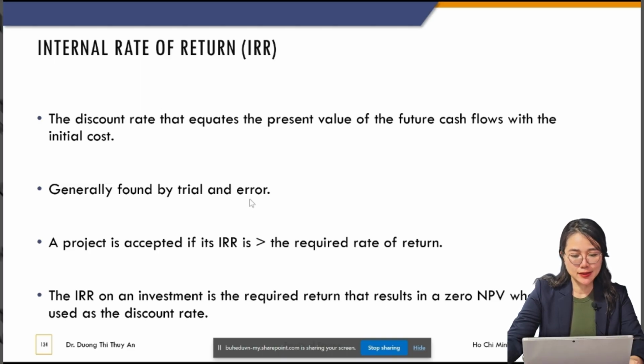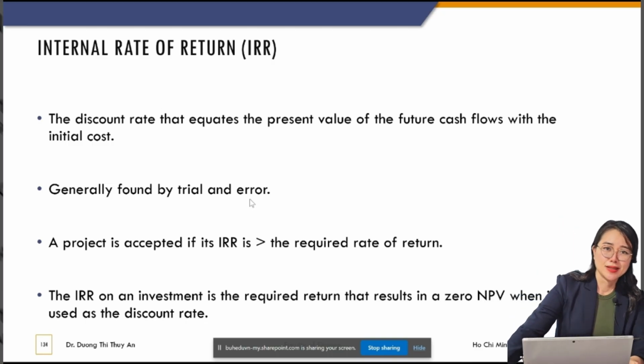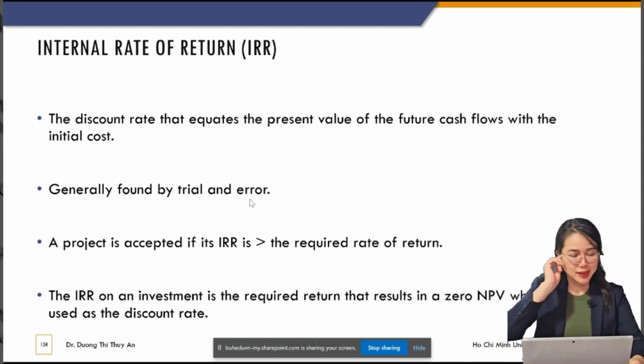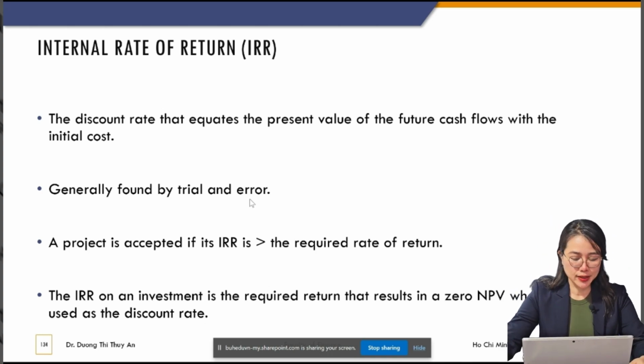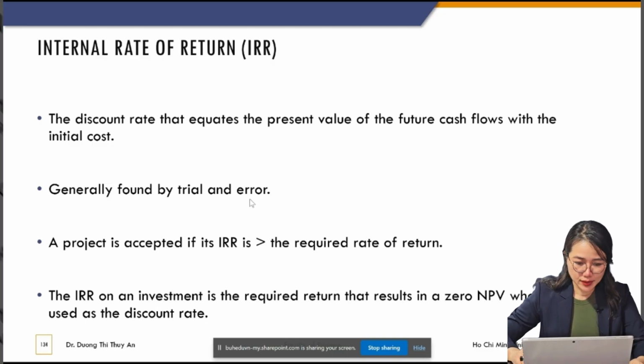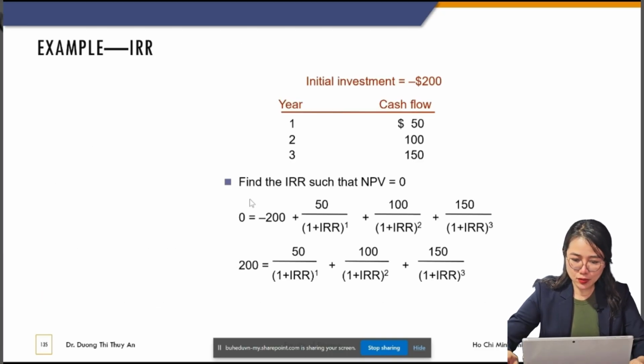Okay, so what does the IRR mean? That is the discount rate that equates the present value of the future cash flow with the initial cost. Just take a look, and then we see an example. Okay, let's see this example.